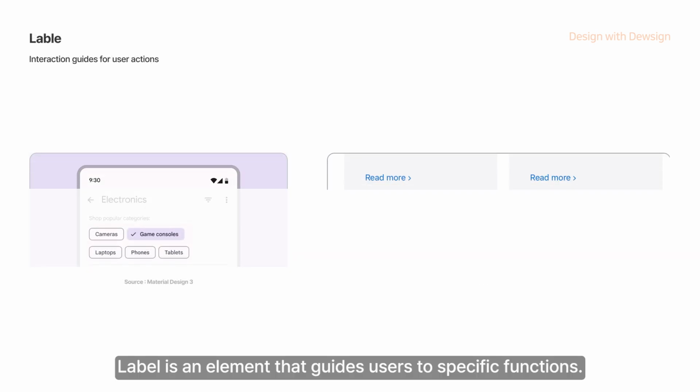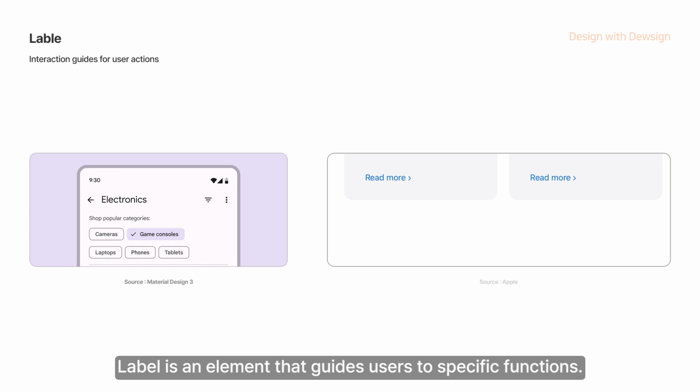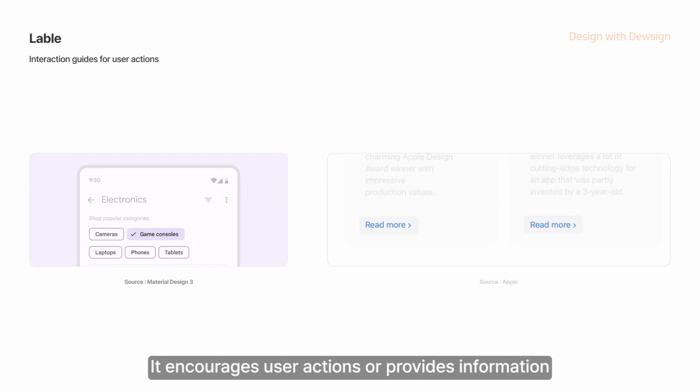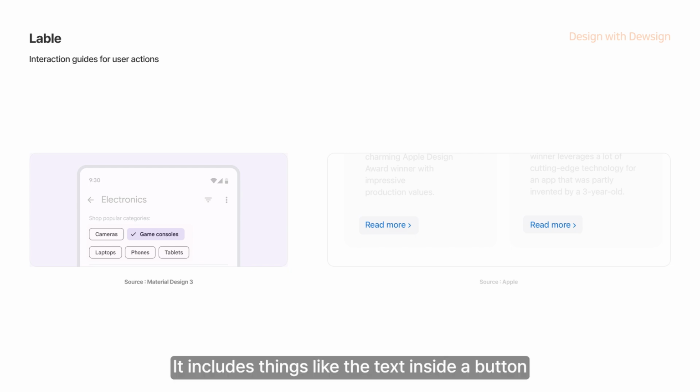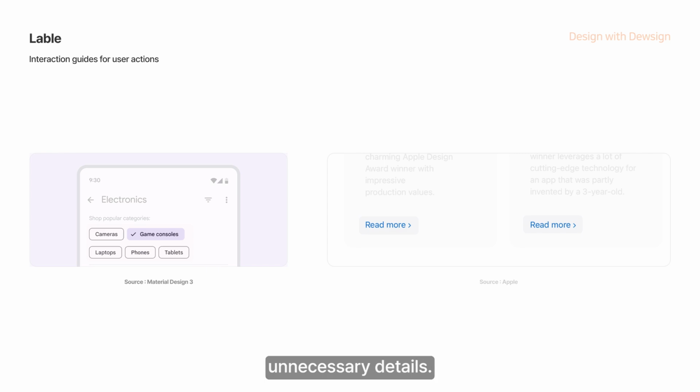Label is an element that guides users to specific functions. It encourages user actions or provides information about the current status. It includes things like the text inside a button or the field names of an input window. Just like place order or make payment, it is a role that must convey intent clearly without any unnecessary details.